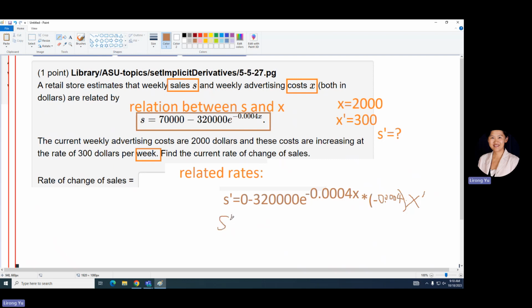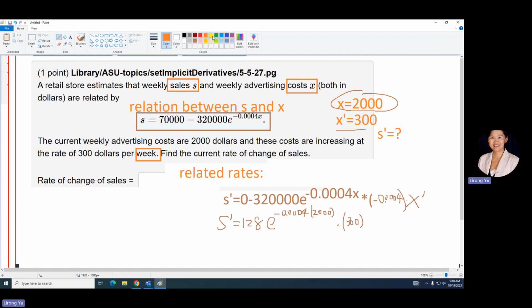So S prime would equal 128 e to the negative 0.0004 times x. X is 2,000, so we will multiply by 2,000. And then times x prime. X prime was 300.